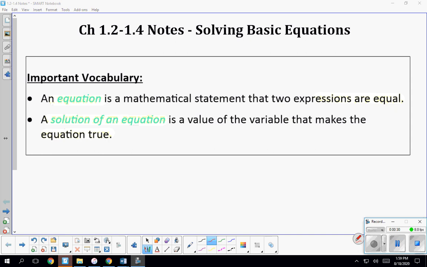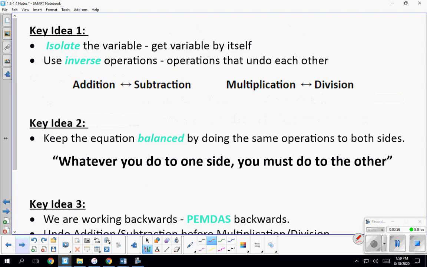So we want whatever's over here on the left to be exactly the same as whatever's over here on the right. The first thing we're going to do is make sure that we isolate the variable. That's the main thing that we're doing here, getting the variable by itself. To do that, we're going to use inverse operations.